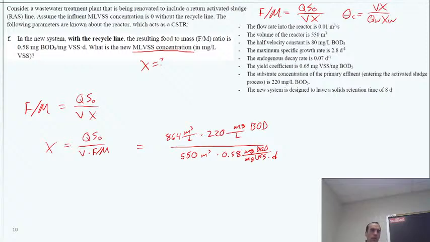So we need milligrams per liter VSS. We've got on the top milligrams BOD. On the bottom we've got milligrams BOD. We've got this milligrams VSS that should come to the top. The days should cancel, and the cubic meter should cancel. So everything should work out accordingly. And anybody have this number?